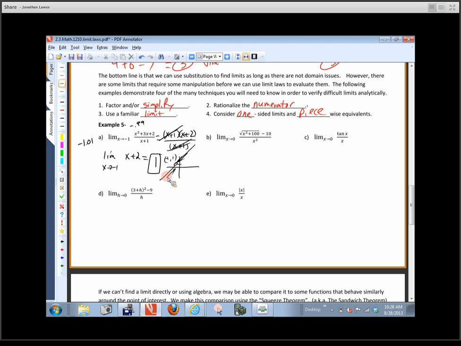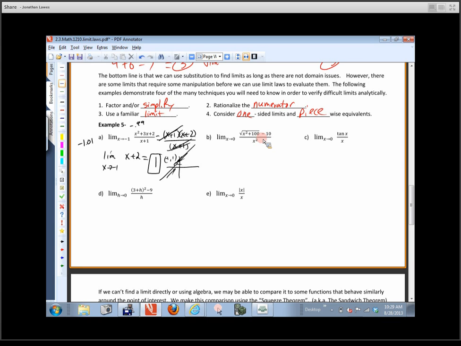Got it? Okay, so there's an example of factor and simplify. Take a guess at what we're going to do here. We are going to rationalize the numerator. Take a look at why we have to. If I plug in a 0, I immediately end up with a 0 on the bottom. We know that's not okay. Take a look at what we get when we plug that into the top. The square root of 100 is 10, minus 10. I get a 0 over 0. I've got some issues with this.